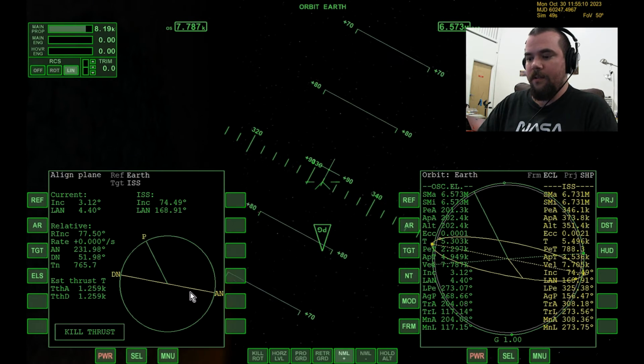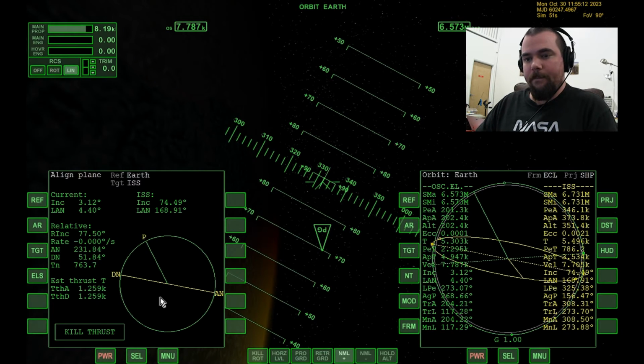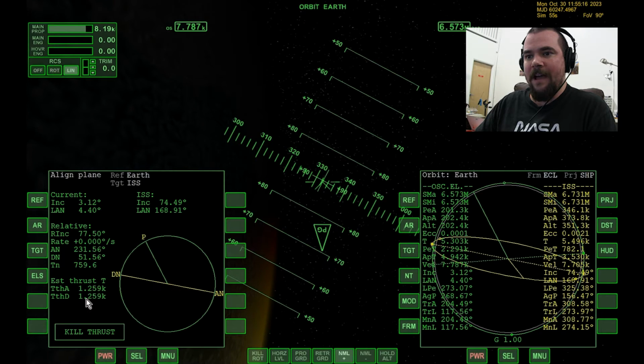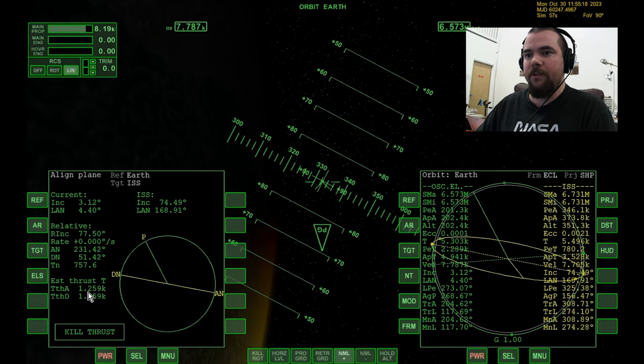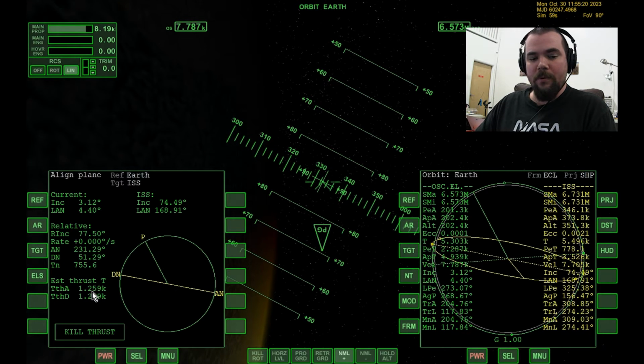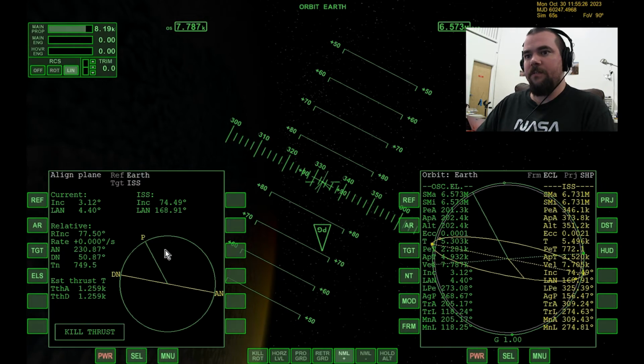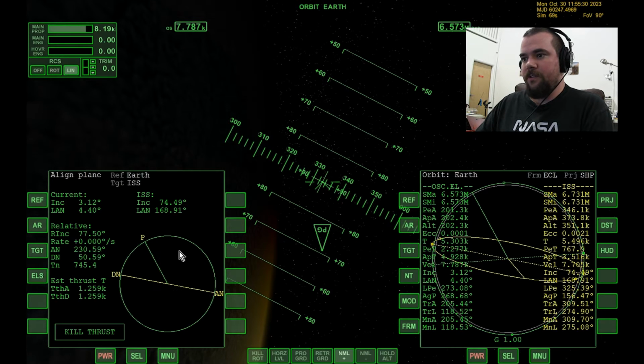And I know from experience that when this number is roughly half of this, that's when you start the burn. So we're coming up on the burn here pretty soon. Let's see, half of 13.65. Okay, so right about 650 seconds we can start the burn.